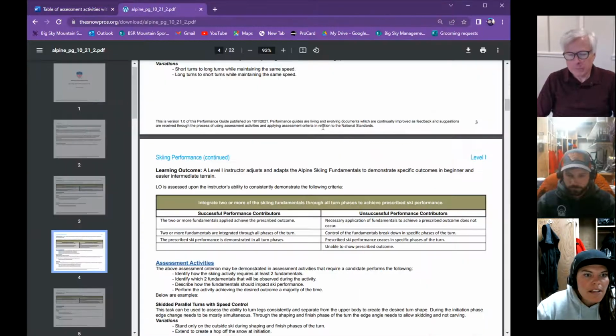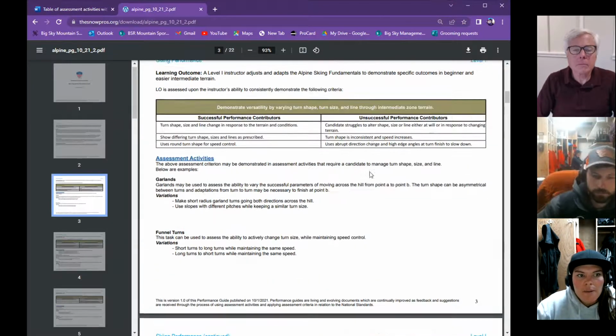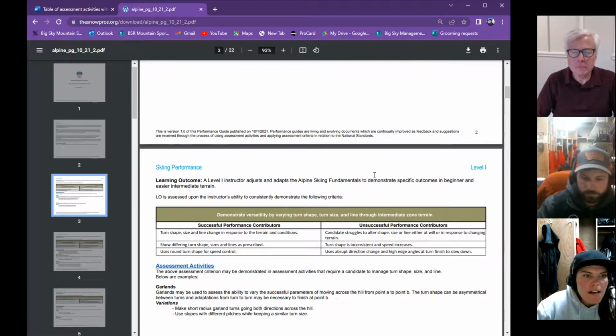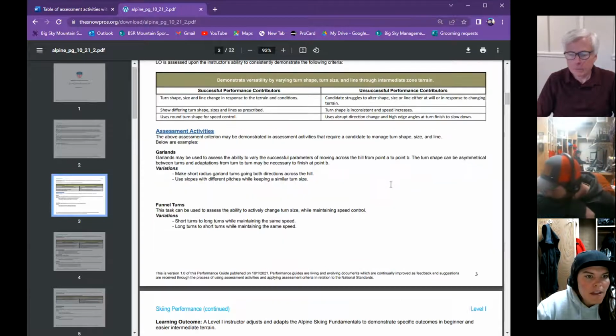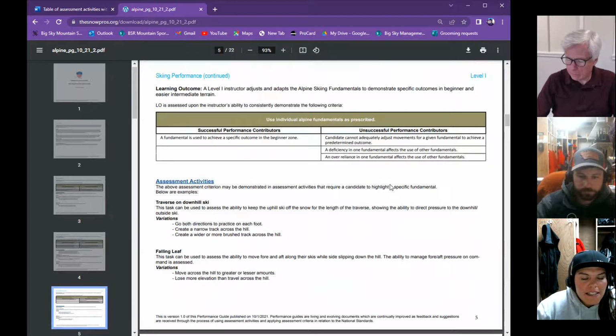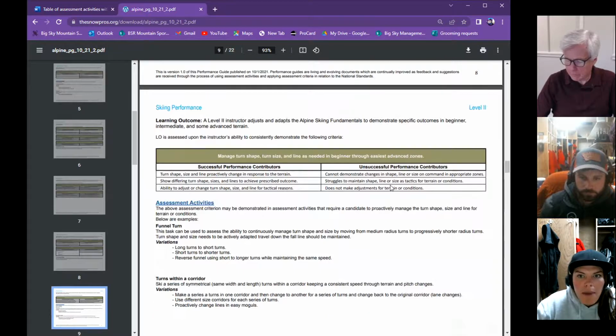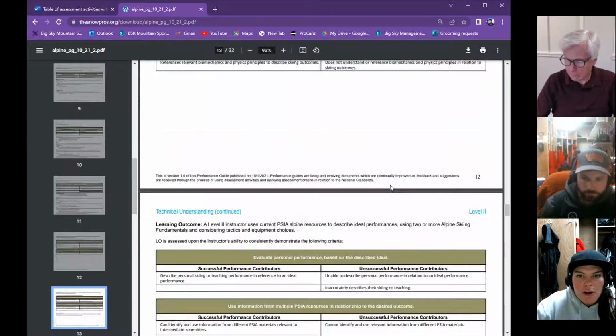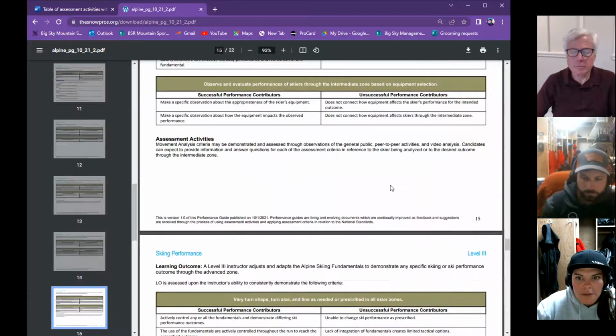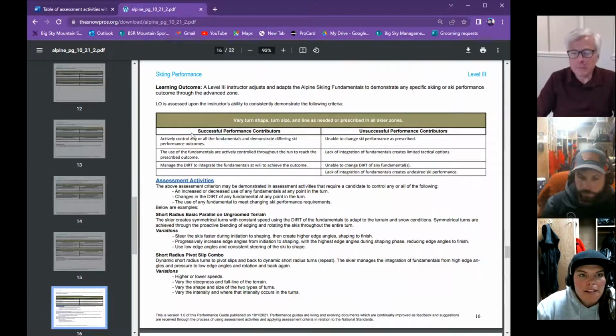And so we look at our performance guide. You can find this on the Snow Pros website, and this is just for the technical Alpine side of a level 3, and it's essentially saying what a successful candidate does to achieve their level 3 technical passing. Sorry, let me scroll down to level 3. And so a lot of the ways that this performance guide is written is by talking about what are successful performance contributors and what are unsuccessful performance contributors. And a lot of times what it talks about is the outcomes, right? The performance outcome.